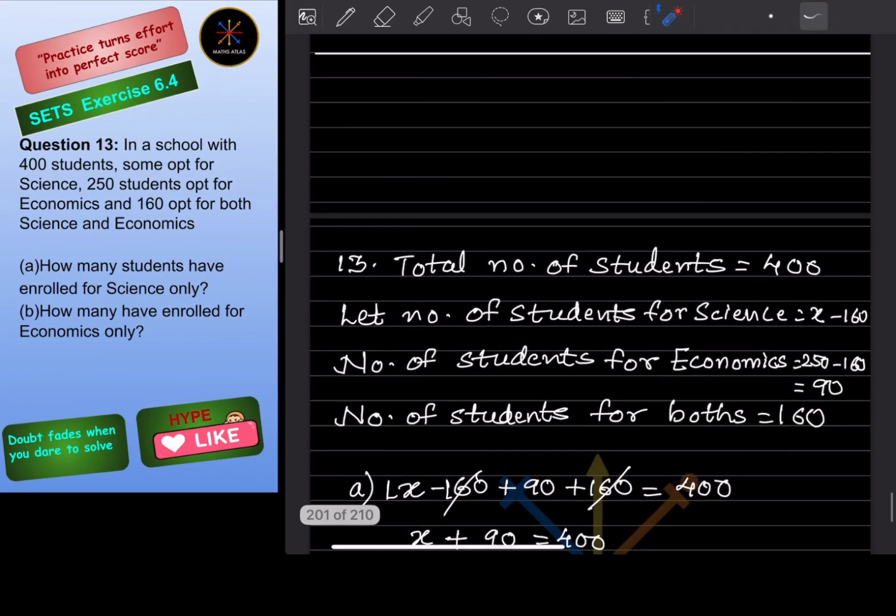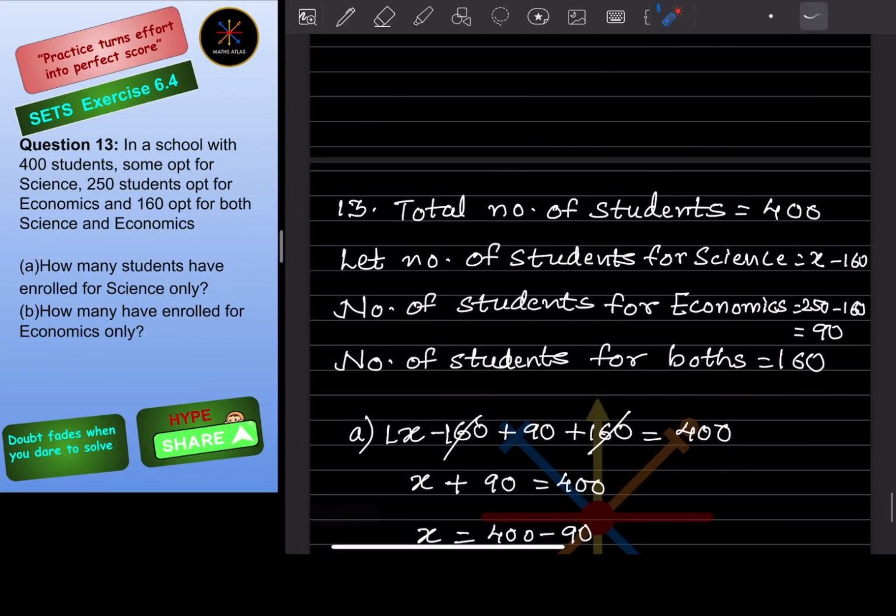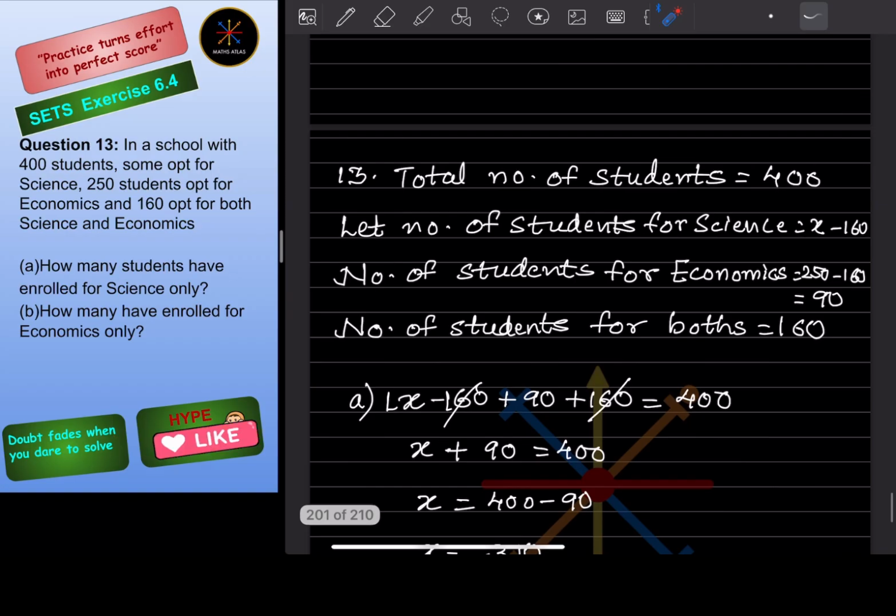In a school with 400 students, some opt for science, 250 students opt for economics, and 160 opt for both science and economics. How many students have enrolled for science only? How many have enrolled for economics only? So total number of students is given as 400.